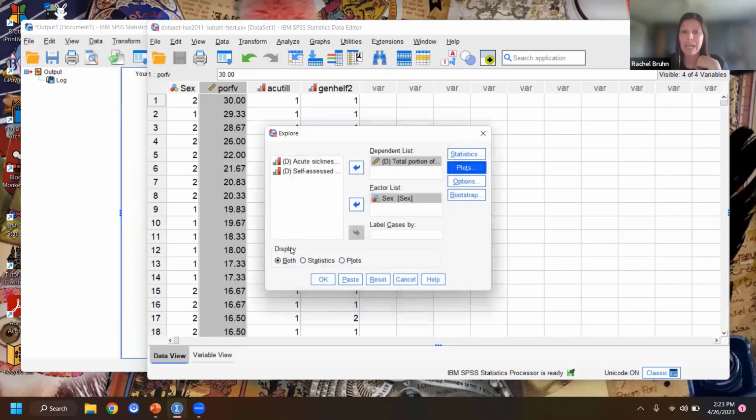For display, we can choose if we want to display only the statistics, only the plots, or if we want both. In this case, I want both because I need to see those numbers and I want to see the graphs. So we're going to run this, and this is going to help us determine if our assumptions are met.